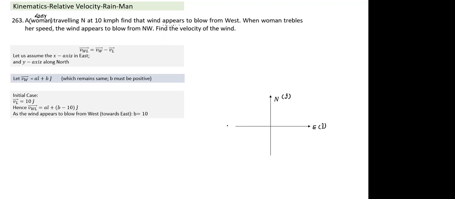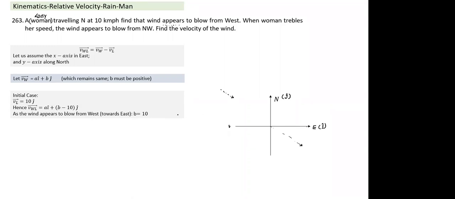This is north, this is west. So the wind will appear to blow from the northwest, meaning this is how the wind will appear to be blowing. So which is the direction of the wind then? If it appears to blow from the northwest, this is the direction of the wind. So it will have a positive I component, and it will have a negative J component when it is blowing from the northwest.